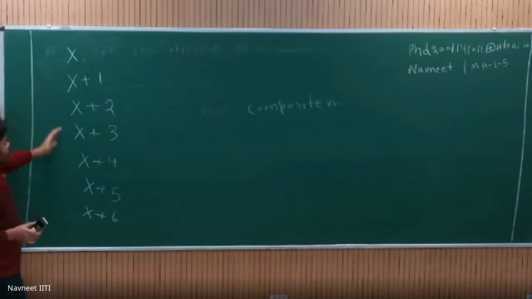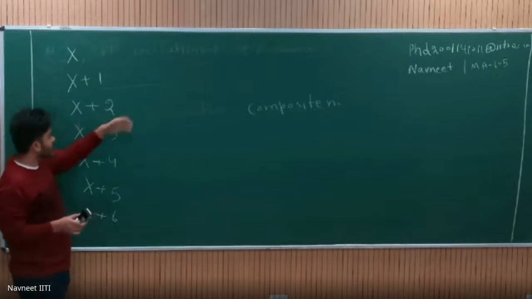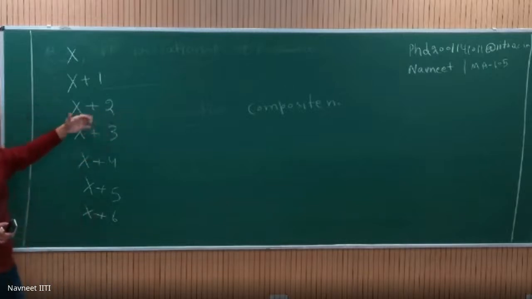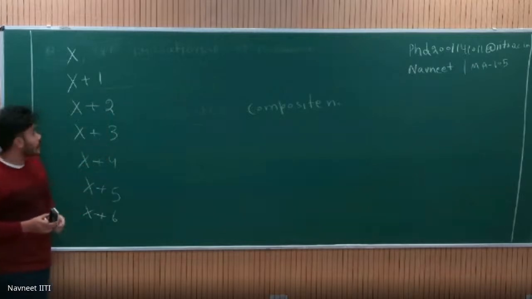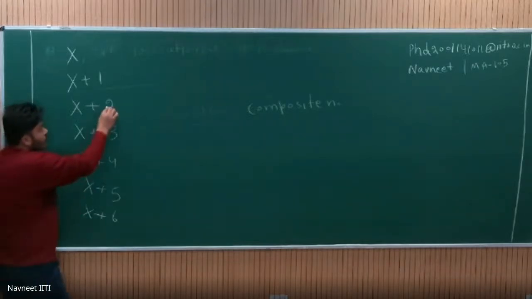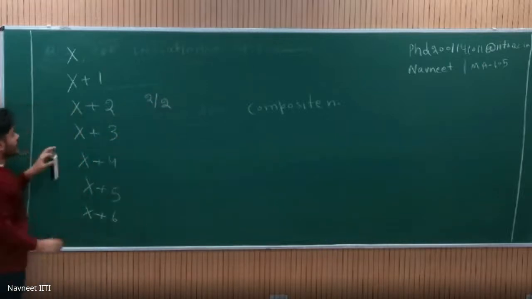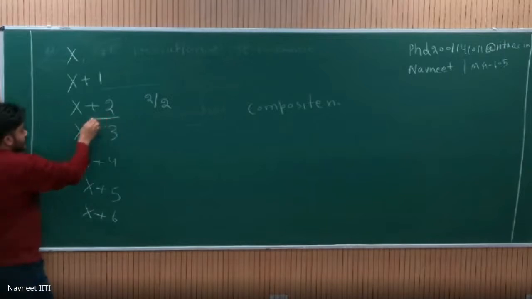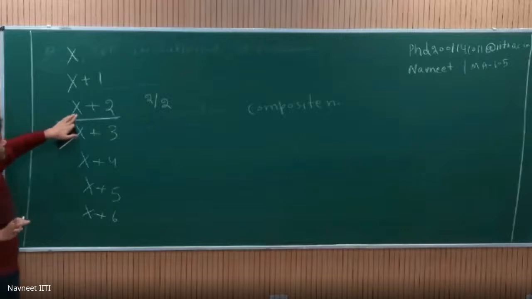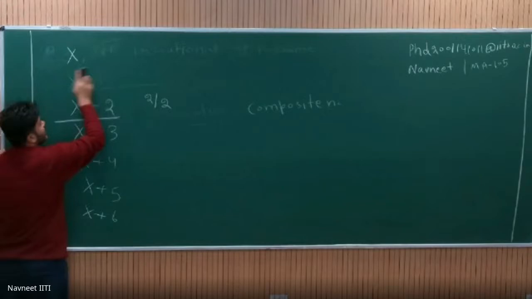Actually, a number is composite if it is divisible by something other than 1 and itself, like 2, 3, 4, or some other number. Okay, you know 2 divides 2. Can you tell me when this number is divisible by 2? What is the possible value of x so that x plus 2 is going to be divisible by 2?